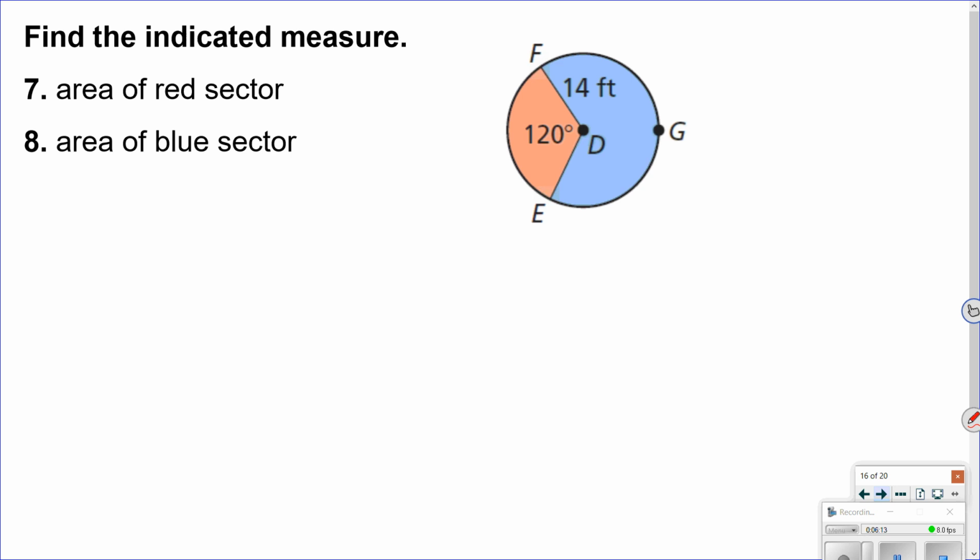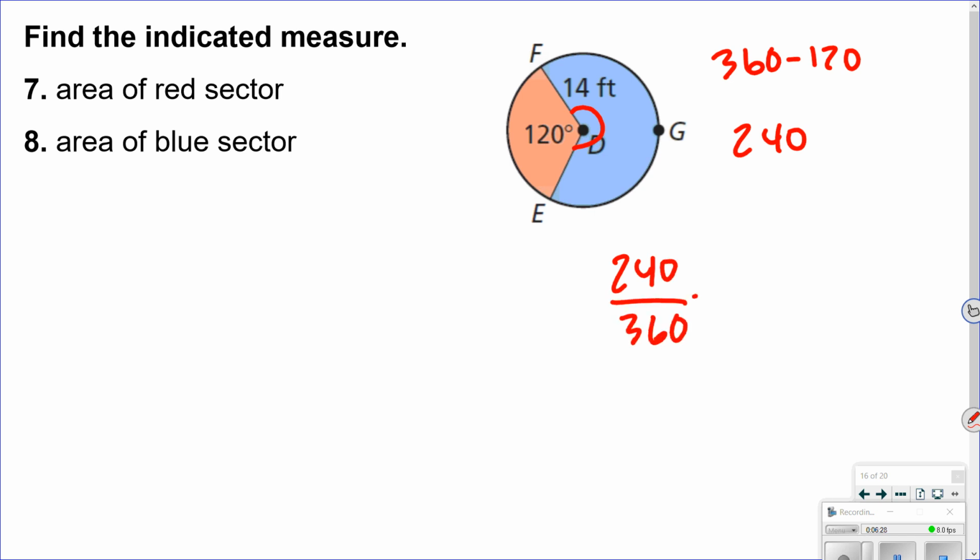So I've got to find the measure of that angle. Well, we know that that angle is, let's see, here's 120. So if I go 360 minus 120, that comes out to be 240. So I'm going to go 240 over 360 times the area, which is pi times the radius squared, so pi times 14 squared. I'm going to do a lot of reducing here.